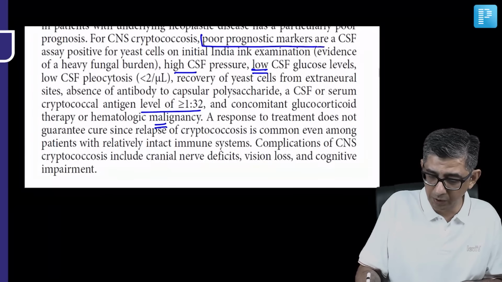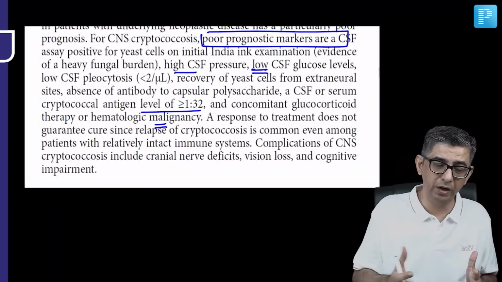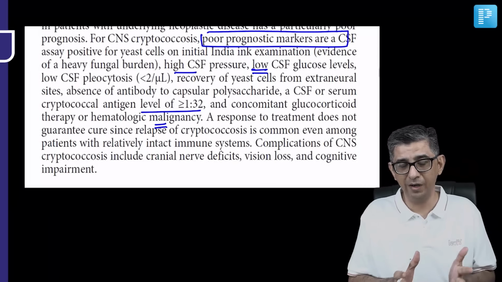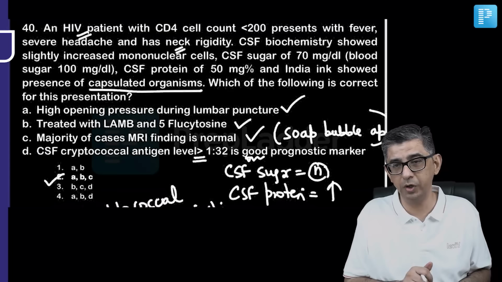So you don't need to cram up the list, but the bottom line is that anytime CSF sugar is lower, pressure is highly elevated, or there is more presence of antigens, that ensues a bad prognosis for the patient. The correct answer for this question is option number 2.